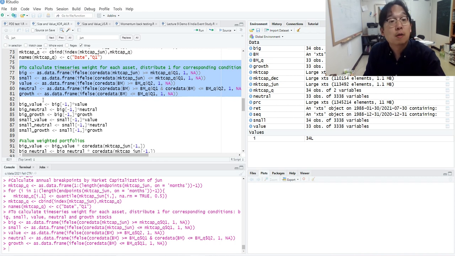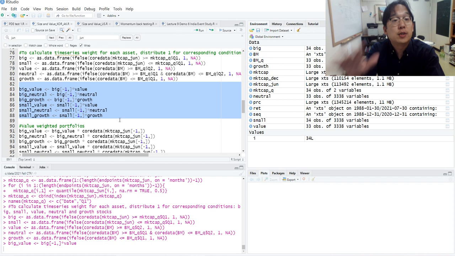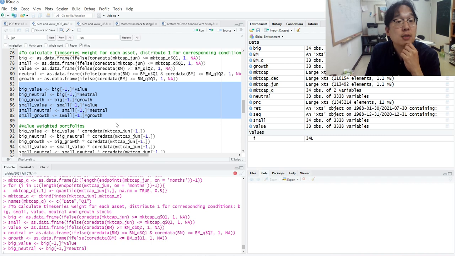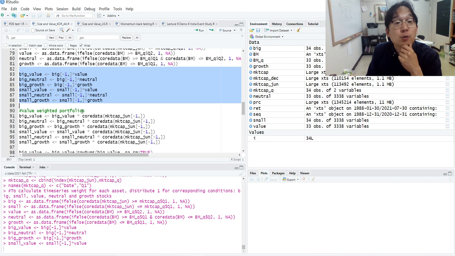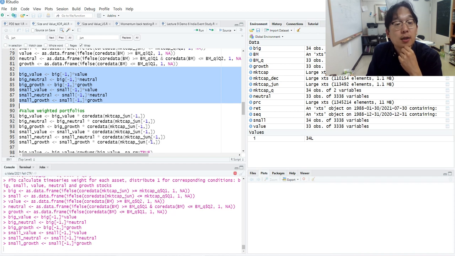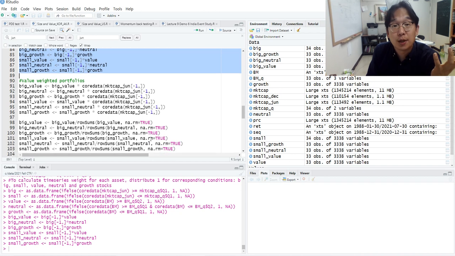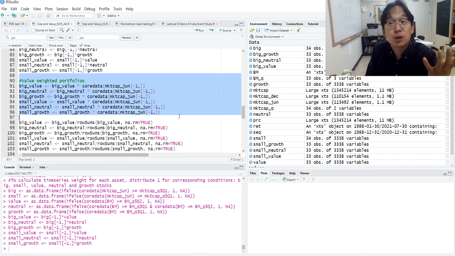Now big value, big neutral, and big growth. You remember the 6 different portfolio identifiers? We have to do it. So these are the steps to identify those 6 different portfolios, based on the size and book to market. Now, for each different portfolio, you want to calculate the value weighted portfolio returns.